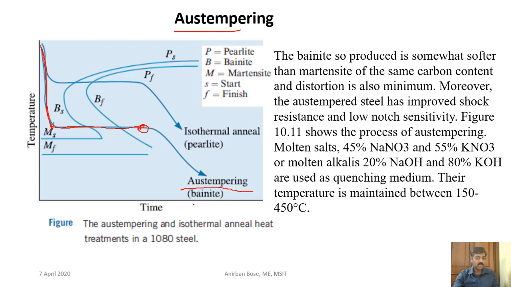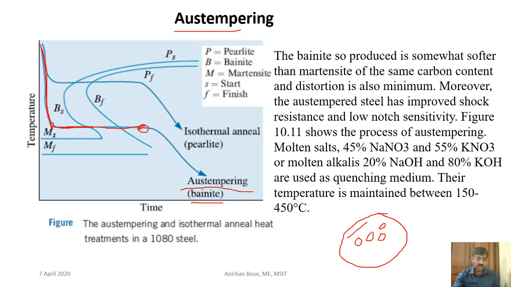What is the microstructure of austempering? It is the bainite microstructure. What is bainite microstructure? As you already know, bainite is basically needle-like carbides settled within a ferrite matrix. It is a very fine structure, so the hardness is very high, even harder than fine pearlite.